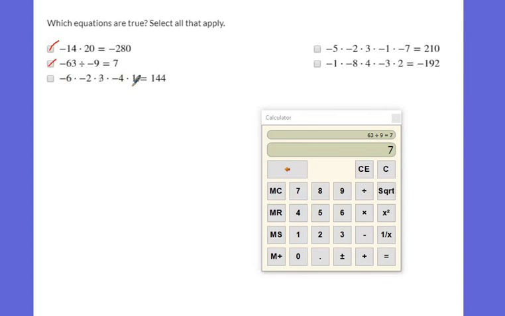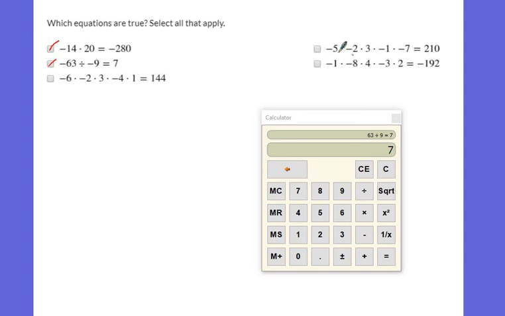Okay, they said all of this is going to equal a positive 144. I'm going to check my signs first. I have a 1, 2, 3 negatives. 3 is odd, so that means my final answer's got to be negative. So that means this is not true here, so I'm not going to check that.